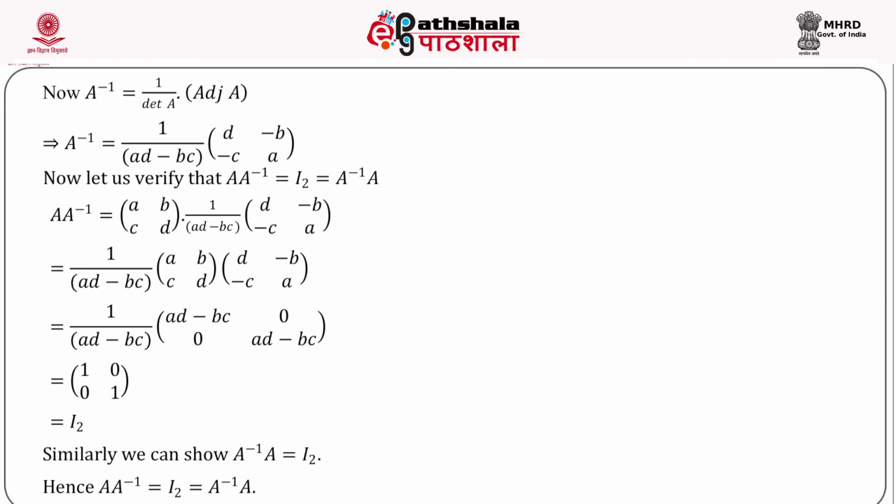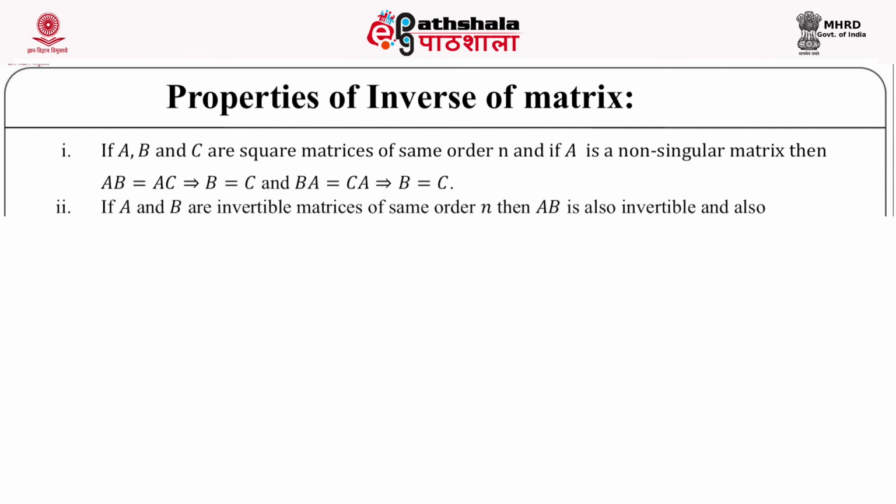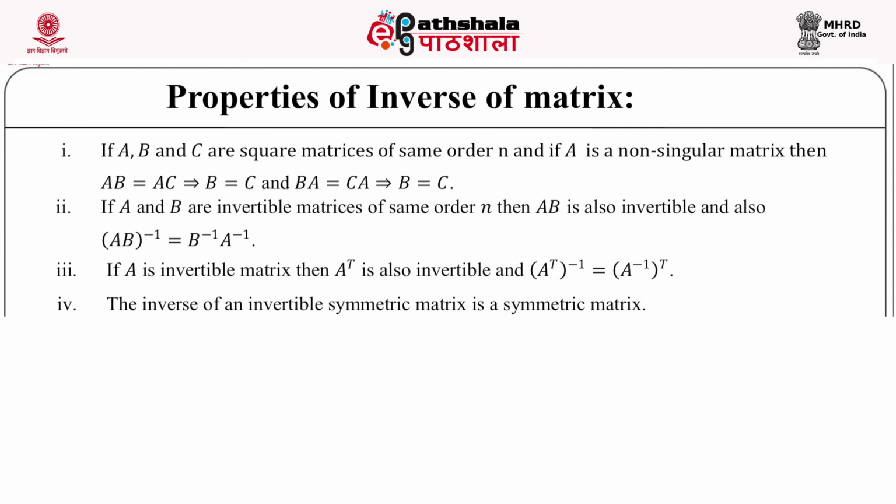Now properties of inverse of a matrix. If A, B and C are square matrices of same order n, and if A is a non-singular matrix, then AB equal to AC implies B is equal to C, and BA is equal to CA implies B is equal to C. But A must be a non-singular matrix.